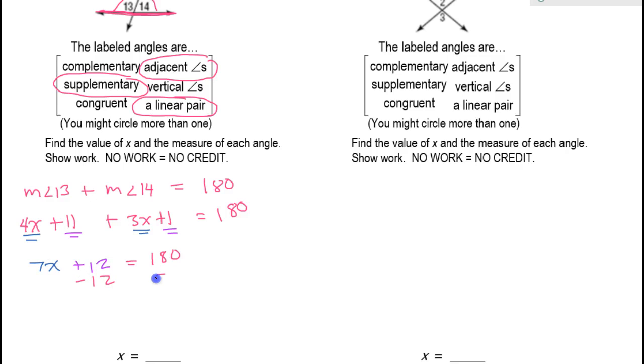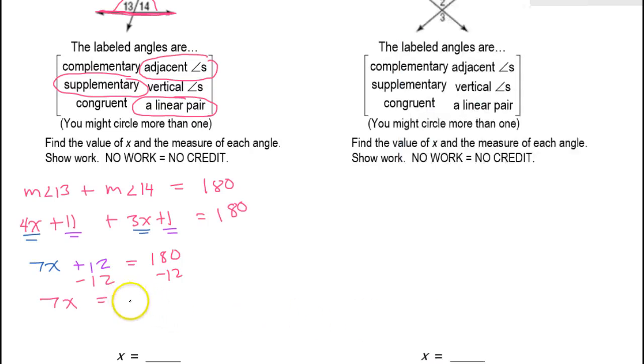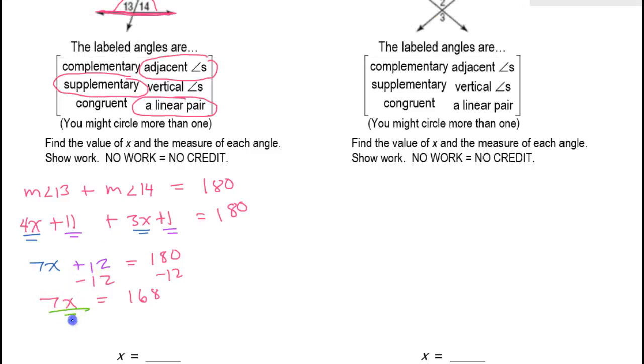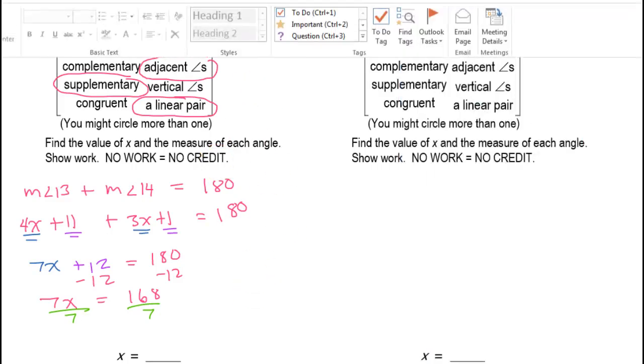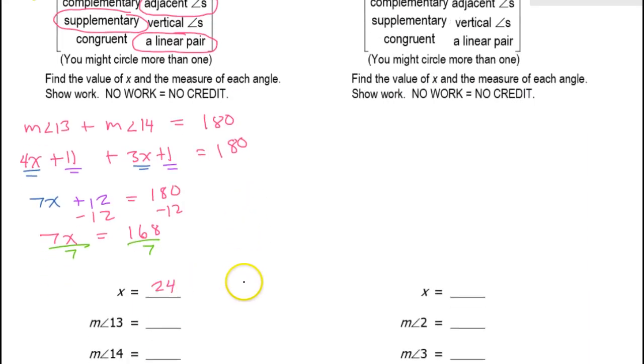We will solve this by subtracting 12 on both sides. So then I'll have 7x is equal to 168. Finally, I'm going to divide both sides by 7 in order to get x by itself. I already have the 168, so I can just hit divided by 7, and that's 24. So x is equal to 24.